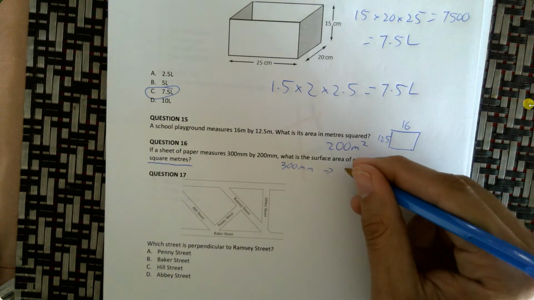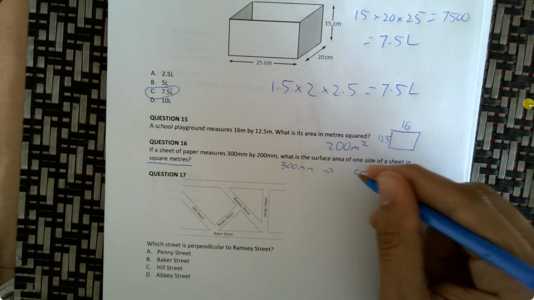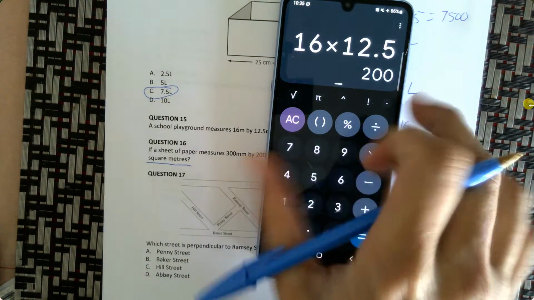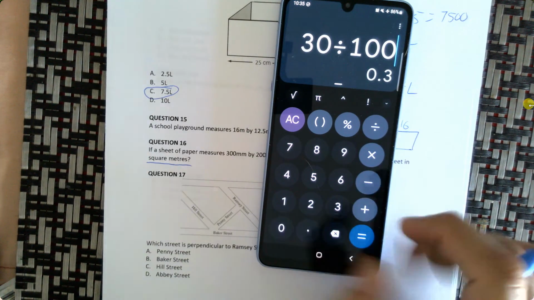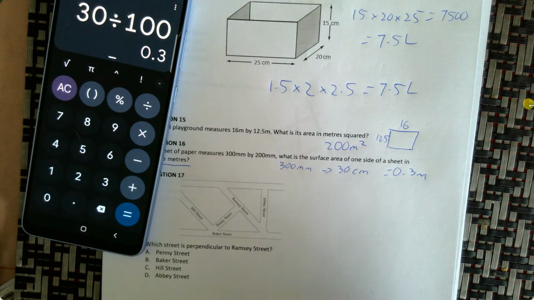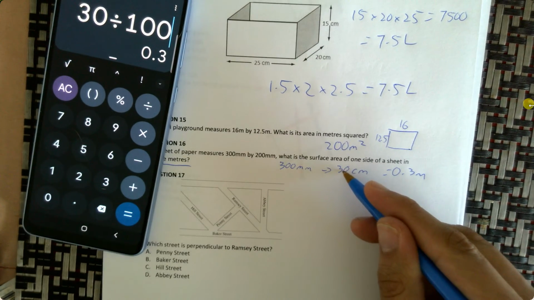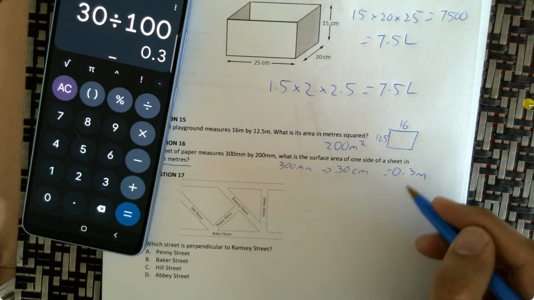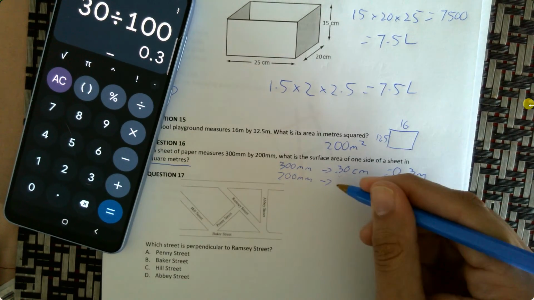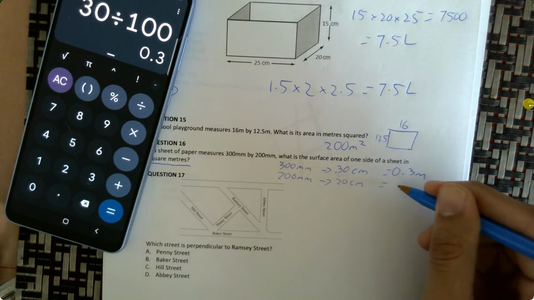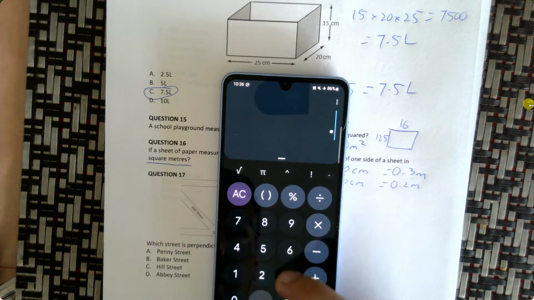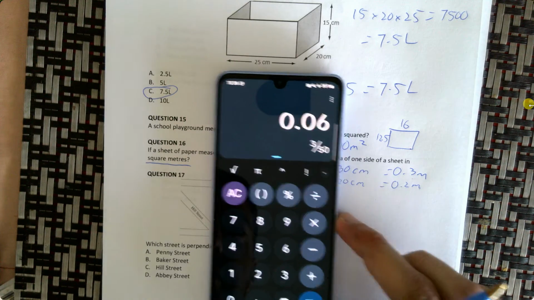Hopefully you know that there's 10. So 300 mil to go to centimeters, we divide by 10, we get 30. Then I've got to divide 30 by 100. 30 divided by 100 is 0.3. It's as easy as moving the decimal place 2 across. 1, 2, so the decimal would go there, just like it did here. And it'll be the same exact pattern for the 200 mil. Then you multiply them together. 0.3 times 0.2, 0.6 cubic meters.